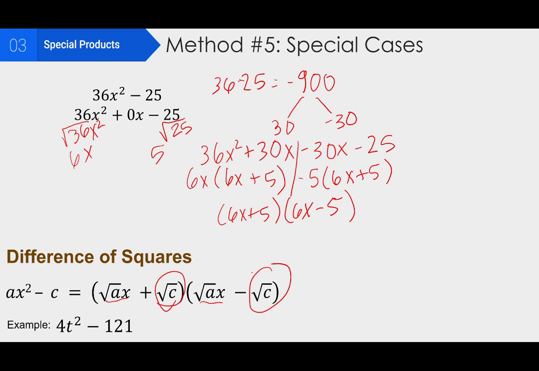Let's do an example. So square root of 4t squared is 2t. I have two parentheses. And square root of 121 is 11. And I'll have a plus and a minus. Ta-da! All done. That's our difference of squares.